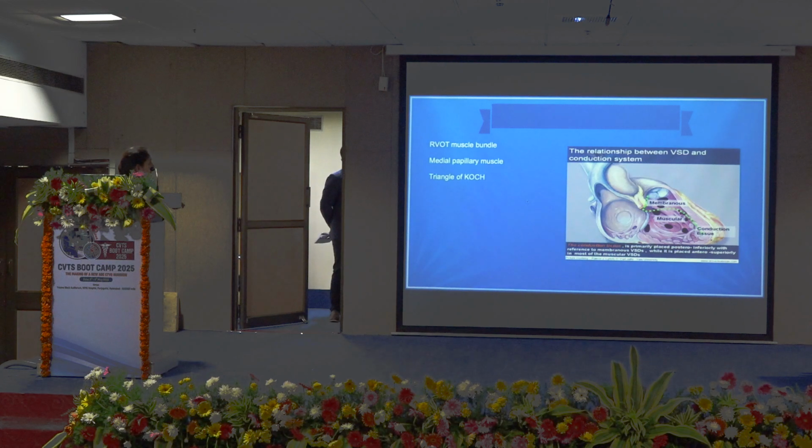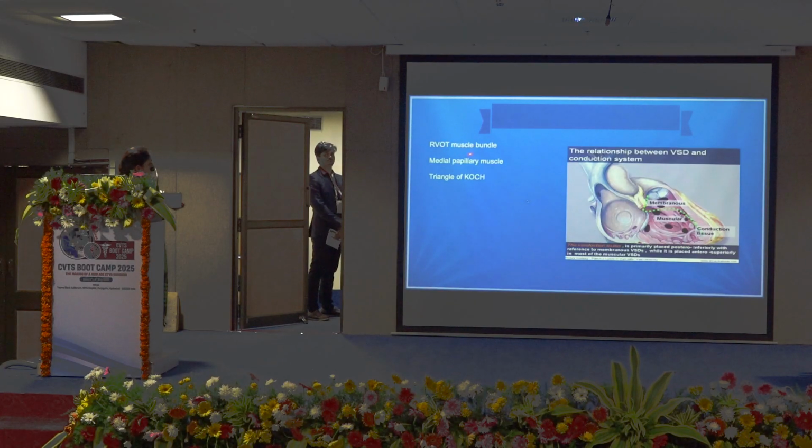In small and moderate VSDs, you can sometimes have RVOT muscle bundle hypertrophy as part of the cause, and always consider excising these muscle bundles. In malaligned VSDs also, excising the RVOT muscle bundle will push down the VSD, and it will allow us to easily suture the patch onto the VSD.